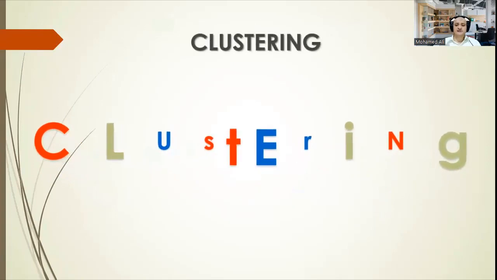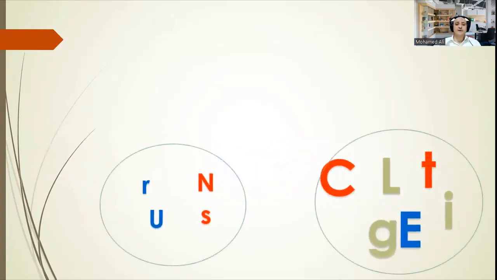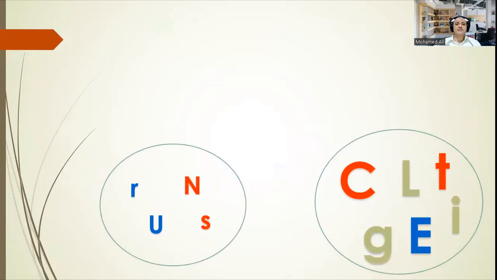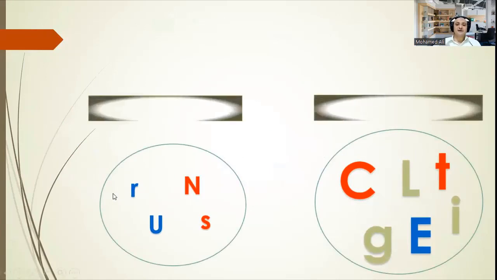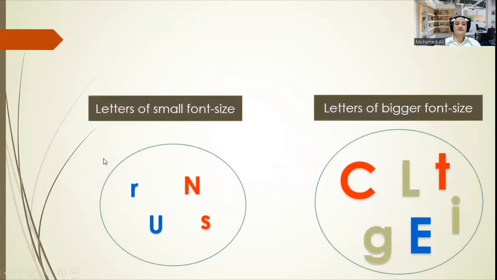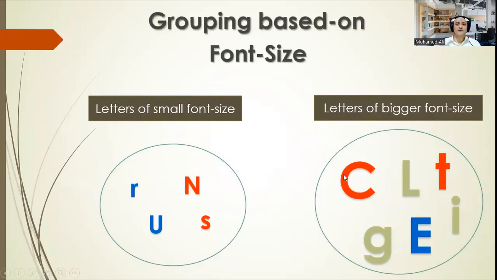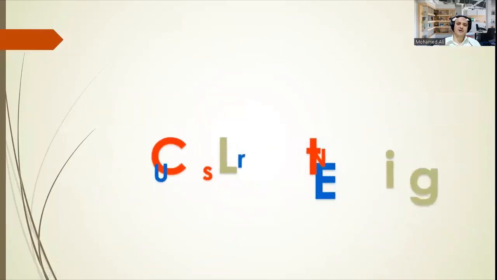Back to our initial state, and now we are grouping based on the font size. So we have letters of small font size to the left and letters of bigger font size to the right. We are grouping based on the font size. One more time.